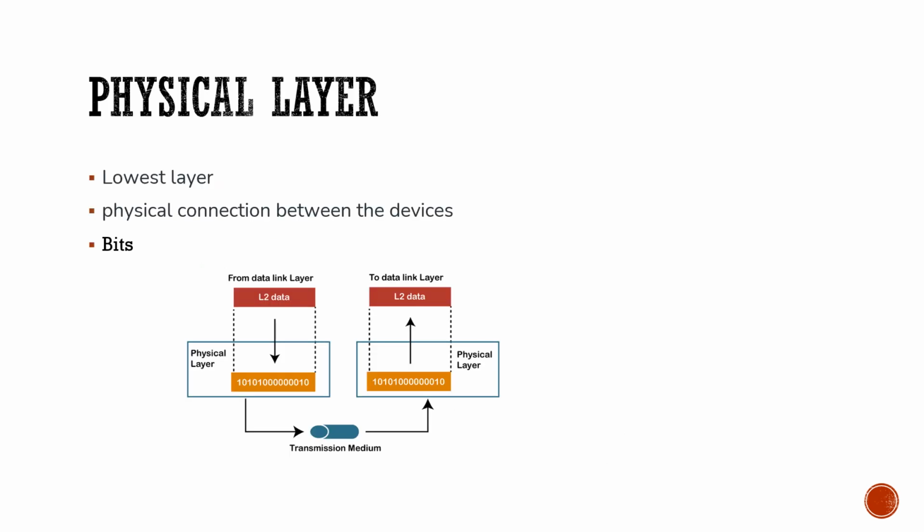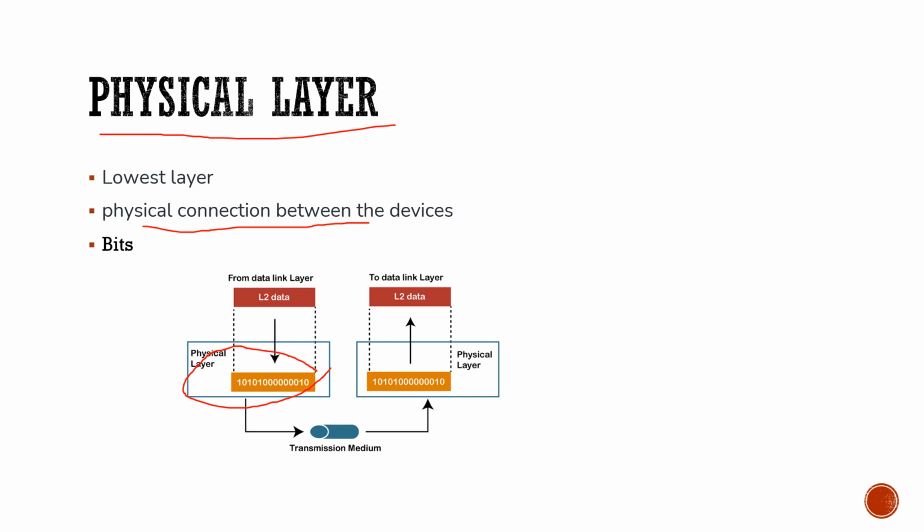So now we are seeing what the physical layer is. The physical layer is the bottom layer. It is the lowest layer of the OSI model. This layer is mainly used for the physical connection between devices. It may be any devices, and the physical connection between them is through the physical layer. Here the data is in the form of bits. The data which we send will finally be in the form of bits. Bits means it is in the form of zeros and ones.